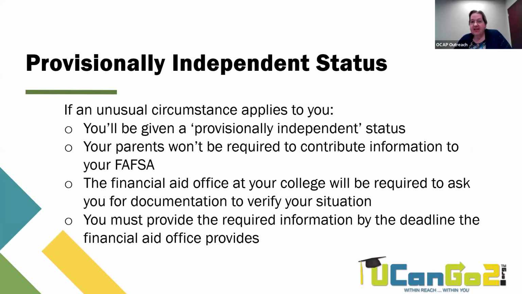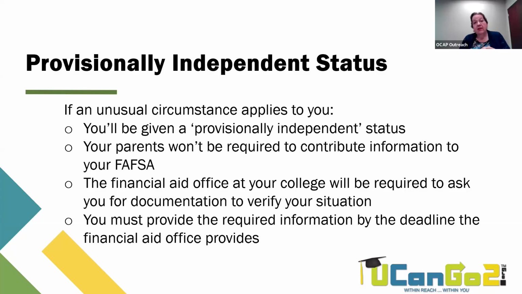If a student does say yes to that question, there's a new status that was introduced a couple of years ago, and it's called provisionally independent. If that student does have one of those extreme, unusual circumstances, the FAFSA will not ask for them to supply parental information, but the financial aid office at the college that student is talking to about going to their school is going to require that the student provide documentation to basically prove or validate the claims that they're making.